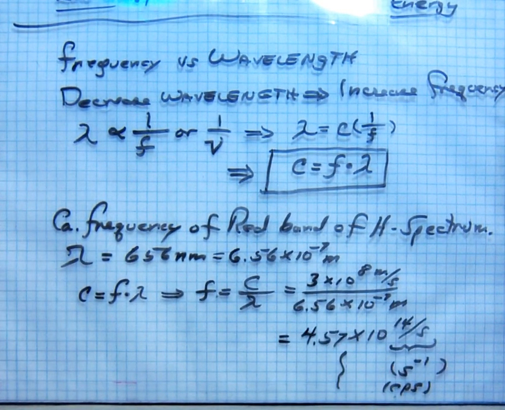There. And 4.57 times 10 to the 14th per second means cycles per second. And you might find it as 4.57 times 10 to the 14th seconds to the minus 1, or CPS on the end of it. Okay? Now you might be given a frequency and asked to calculate a wavelength. So it's the same issue, except you use the appropriate substitution.